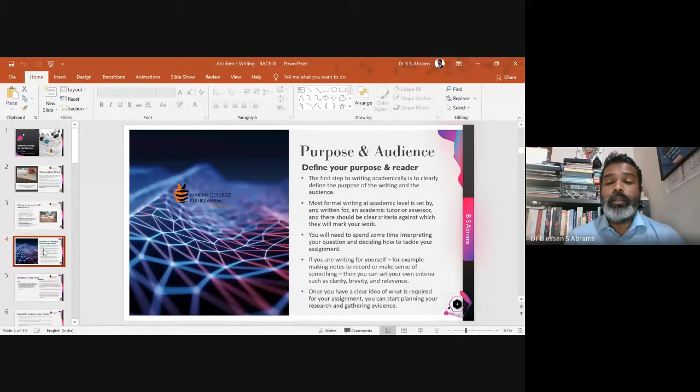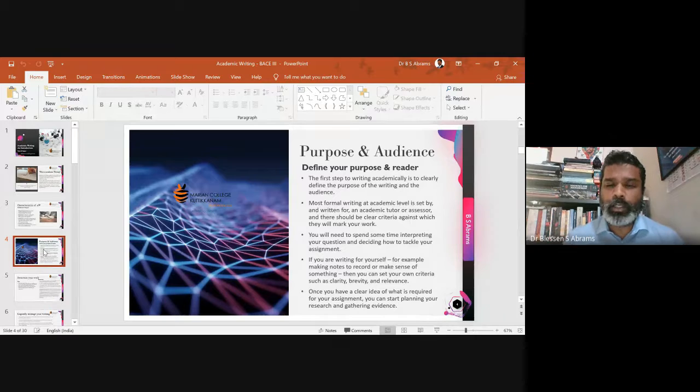Keep in mind that they are going to read my work, my writing. The instructors, the facilitators, or someone who is reading it is going to analyze your work. It's the first and foremost thing. Purpose and audience, the first step. Most formal writing at academic level is set by and written for an academic tutor or assessor or an instructor, you name it. And there should be clear criteria against which they will mark your work. So there will definitely be some clear criteria. For example, in the IELTS essay, there are certain 5 to 10 elements in which your essay will be analyzed and evaluated.